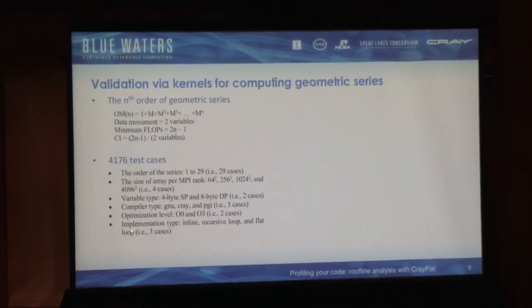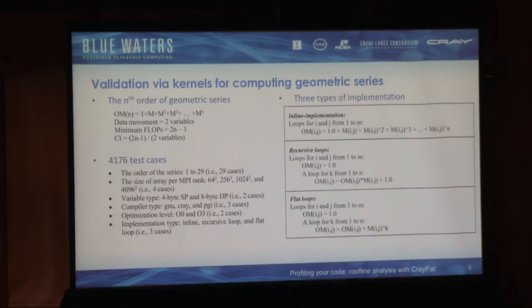And intentionally, we implemented three different ways: inline, recursive loop, and flat loop. The reason is many scientist groups start with the same mathematical expression, but depending on the developer and developer's group, the implementation type can be totally different, so the performance can be totally different. So we also want to consider that effect. In the inline implementation, we just compute the whole geometric series in one line. In the recursive loop, we reuse the n minus 1 order geometric series by multiplying by m plus 1. The flat loop is another reusing implementation, but we just add m to the n.